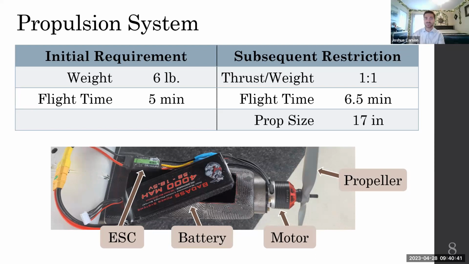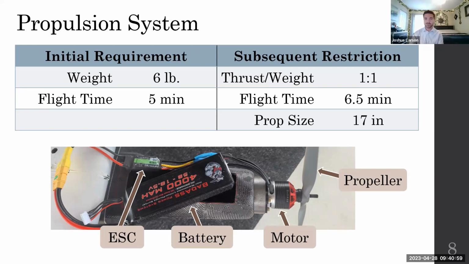Also, to alleviate the stress of our pilot, we set a minimum flight time of 6.5 minutes to allow for taxiing and at least one full 5-minute flight attempt. Lastly, we chose a maximum propeller diameter of 17 inches to allow for some ground clearance during takeoff.